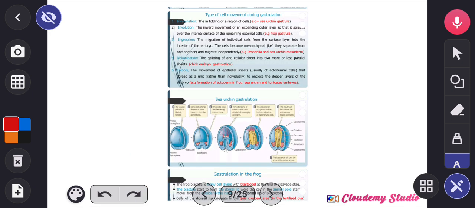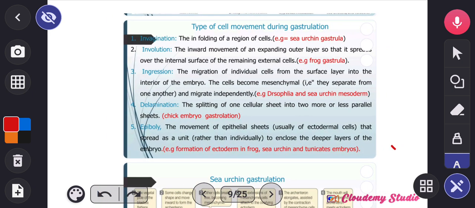Let us now talk about the types of cell movement during gastrulation. The first one I'll be talking about is invagination. Invagination is the infolding of a region of cells. We'll be needing this one the most, especially in gastrulation. We have involution. Involution is the inward movement of an expanding outer layer, so it spreads over the internal surface of the remaining external cells. Invagination is the infolding of a region of cells. Involution is the inward movement.